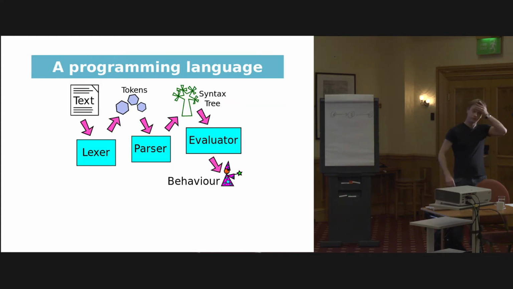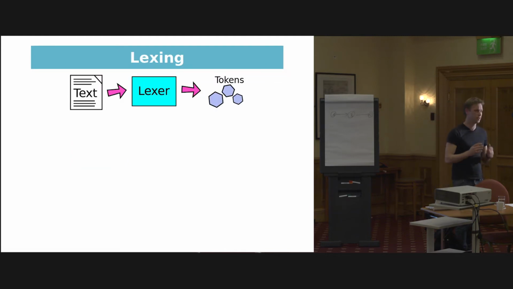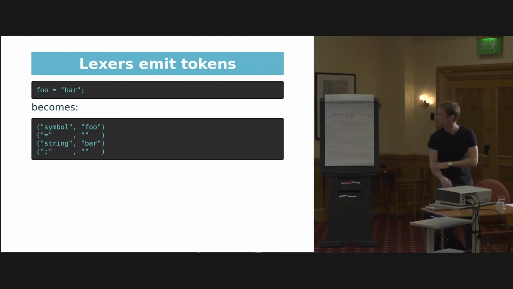Okay, so back to a programming language. We've got these different stages. We'll start by looking at the lexer. So the lexer takes in some text, produces some tokens. If we look at a little bit of Cell code at the top, that code consists of a number of tokens of different types. Cell is written in Python. So what the lexer produces is a stream of Python tuples, which are the lexing tokens.